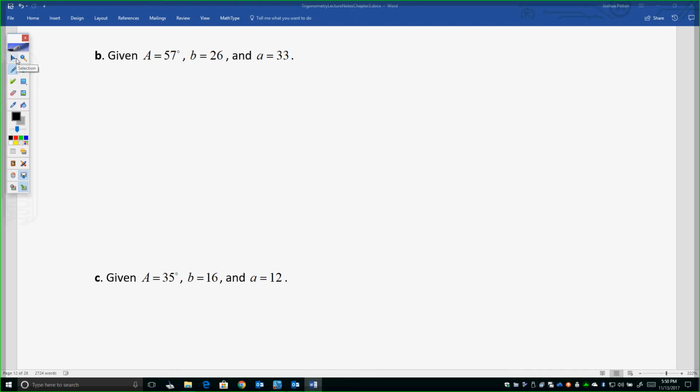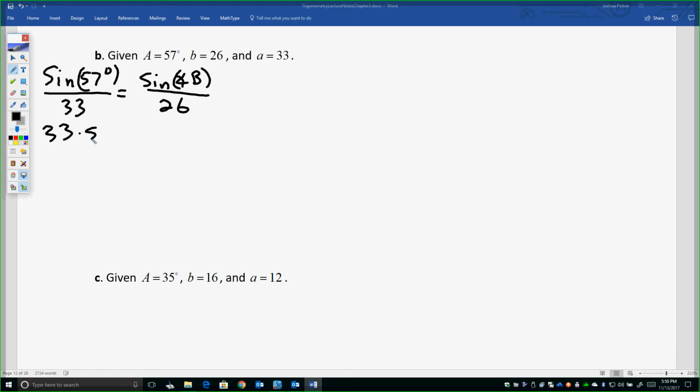Okay, so again, the only ratio we know is A, so the sine of 57 degrees over 33. I'm going to compare that to B, so sine of angle B to 26. We'll cross multiply: 33 times sine of B equals 26 times sine of 57.